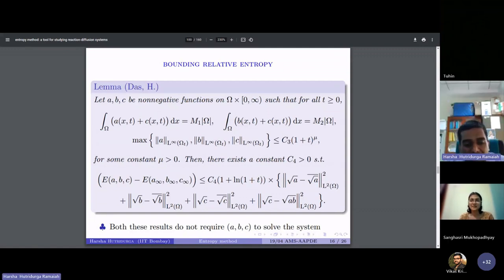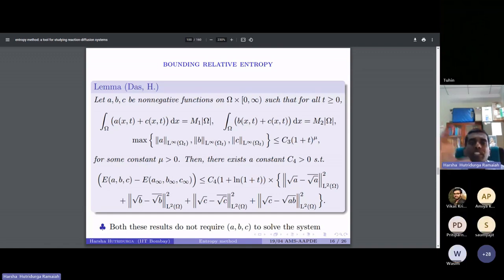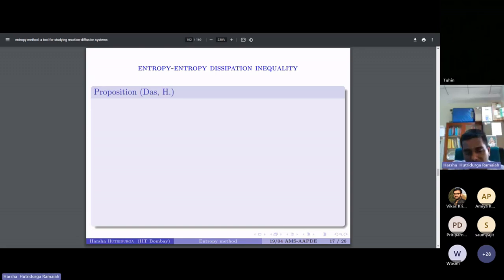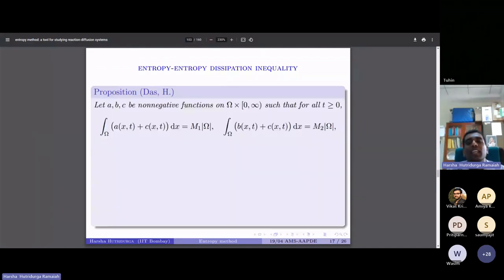So both these results that we have shown are for functions which satisfy certain conditions. They need not be solutions to this reaction diffusion system. Okay. So now if we put everything together, this D, which is related to some L2 norms of the square root of A and average of square root of A differences, and this relative entropy. So essentially, each of those lemmas that we showed had two conditions, right? So we club all those conditions.